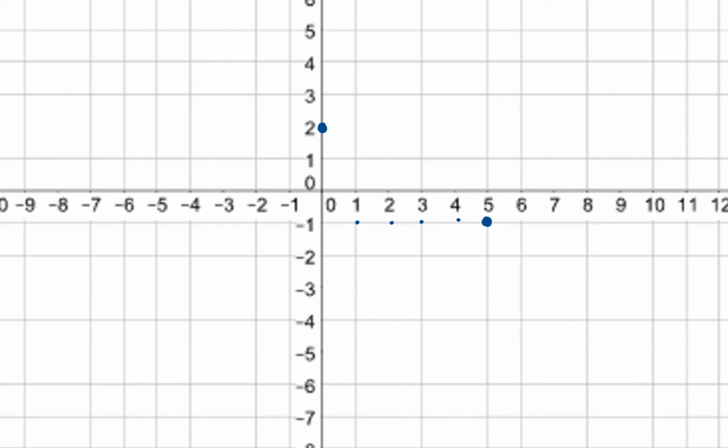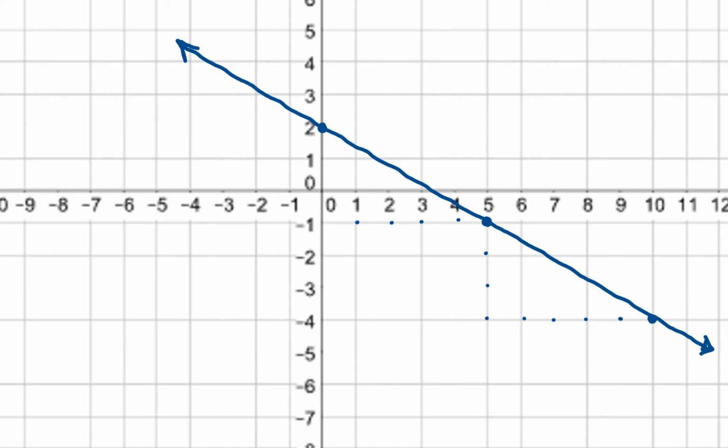Then I'll do that one more time. I'm going to go down 1, 2, 3 units, and then over 1, 2, 3, 4, and 5. So these 3 points should be collinear. Let me grab a kind of a straight edge here, and I'll go ahead and put that on the screen and draw the line that goes through those. And I'm going to indicate with an arrow on the left and right that it goes forever both directions.